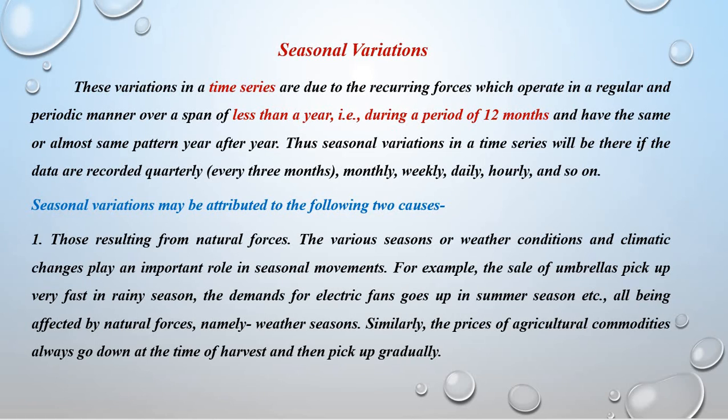Seasonal variation may be attributed to the following 2 reasons. The first one is resulting from natural forces. The various seasons or weather conditions and climatic changes play an important role in seasonal movements. For example, the sale of umbrellas picks up very fast in the rainy season. The demand for electric fans goes up in the summer season, etc. All being affected by natural forces, namely weather seasons. Similarly, the prices of agricultural commodities always go down at the time of harvest and then pick up gradually.